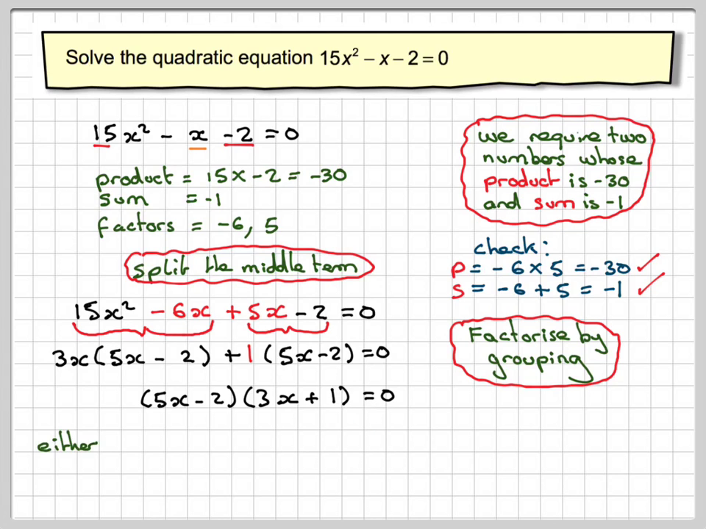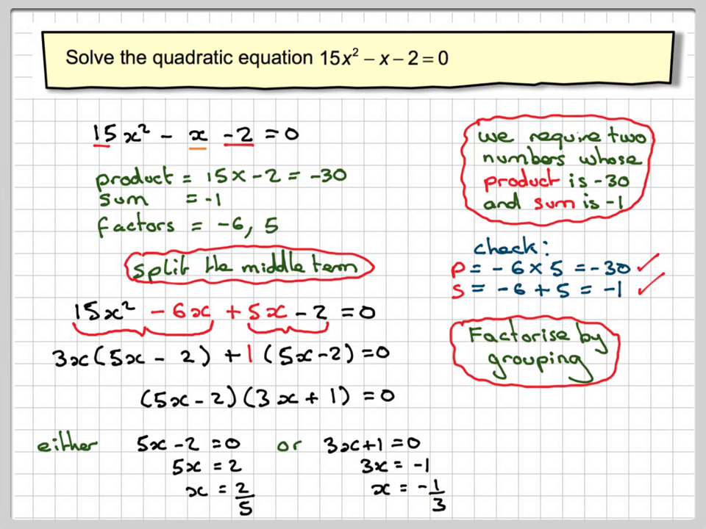So either this is equal to 0 or this is equal to 0. So either 5x minus 2 is equal to 0, which gives 5x is equal to 2, and that gives that x is 2 over 5, or 3x plus 1 is equal to 0, that gives 3x is equal to minus 1, and that gives that x is equal to minus 1 over 3.